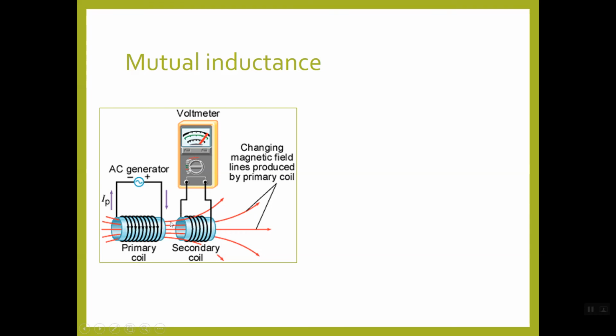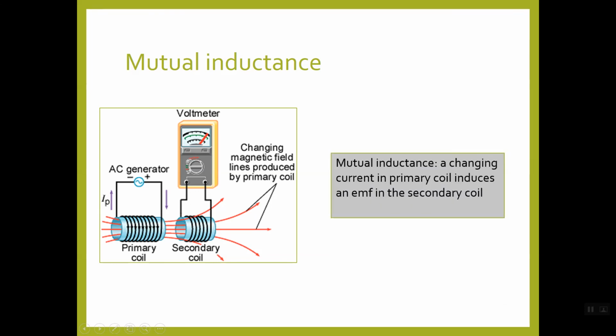If we now put a secondary coil next to the primary coil, it's going to feel a changing flux through this coil due to the primary coil, and that changing flux will therefore produce an induced EMF in the secondary coil, and that's the voltage that we see here. So what we find, what's called mutual inductance, is that the changing current in the primary coil induces an EMF in the secondary coil.